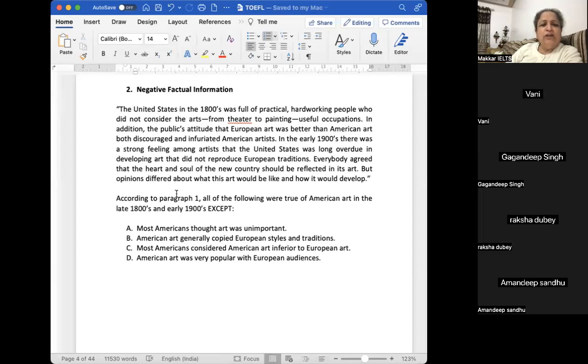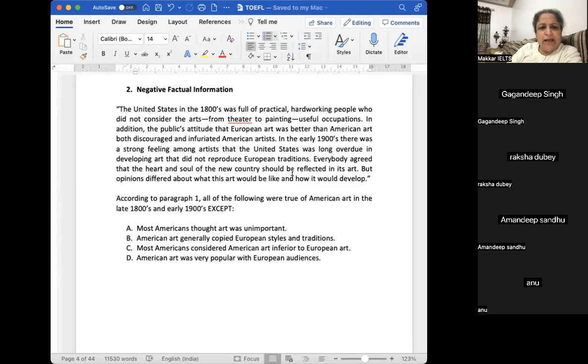Okay. Now, according to paragraph 1, all of the following are true of American art in the late 1800s and early 1900s, except. So one answer, except वो वाला आपने mark करना है. A: Most Americans thought art was unimportant. ठीक है. Okay. So this is all of the following were true of American art except A. Most Americans thought art was unimportant.